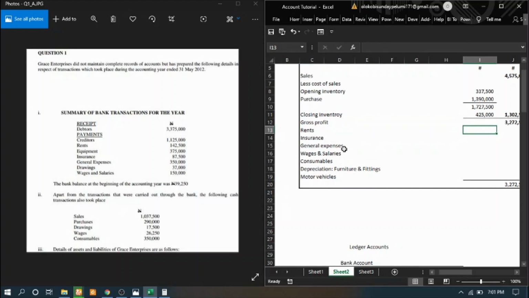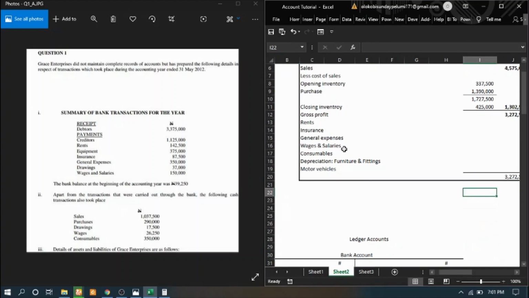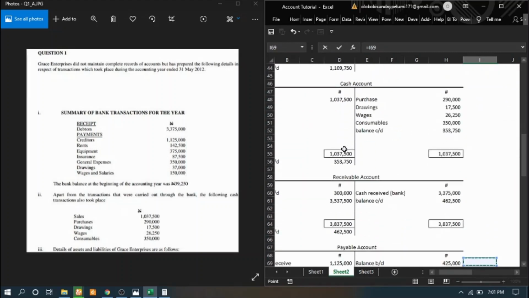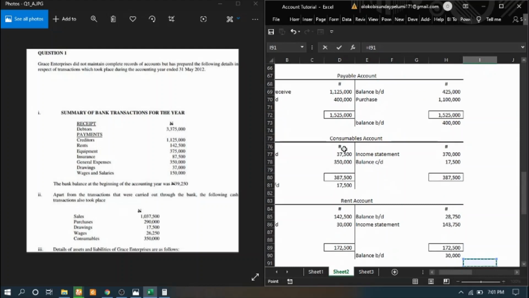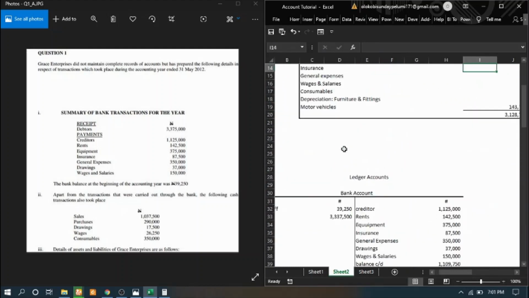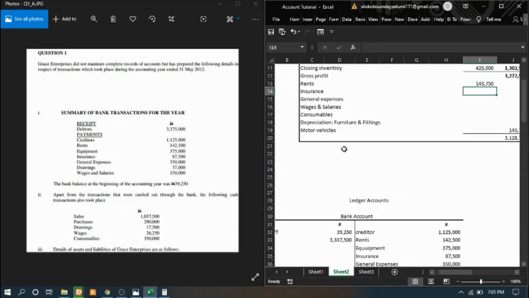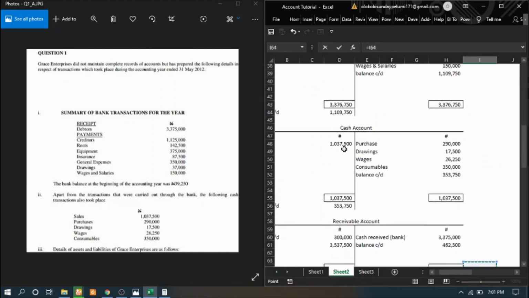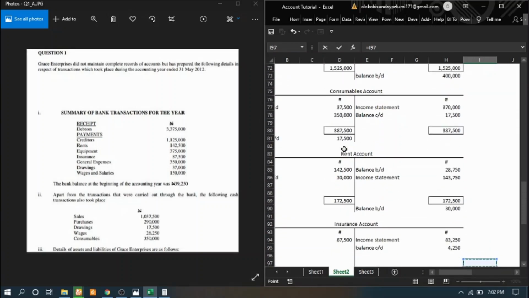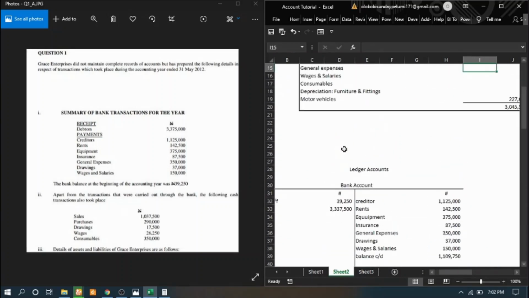So for rent, let's quickly check the amount of rent as calculated earlier. Where is rent? This is rent here. This is the amount of rent that goes to the income statement. Alright, so insurance. Let's go to the insurance account, the amount that will come to the income statement. Okay, this amount equals that.